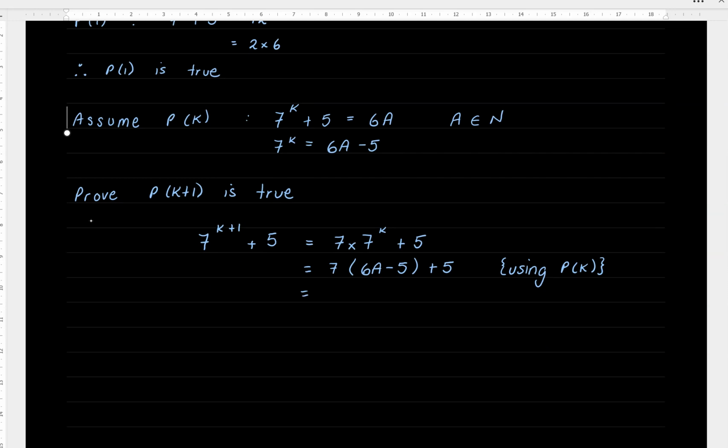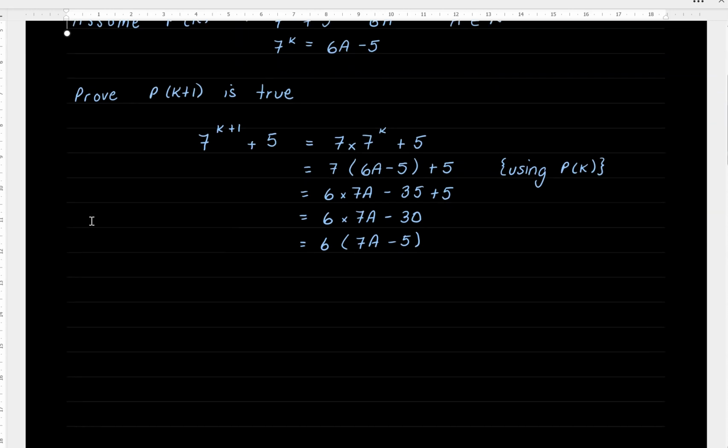Okay, now 7 times 6a. I can say that's 42, but I much prefer saying that 6 times 7a. Why? Because I'm going to try and pull out a common factor of 6. 7 5s are 35 plus 5. So we've got 6 times 7a minus 30. Huzzah! I can pull out my 6, my common factor of 6.